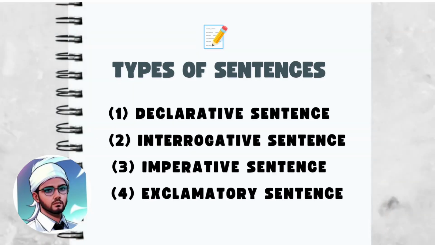Types of sentences. Number 1 is declarative sentence. Number 2, interrogative sentence. Number 3, imperative sentence. And number 4, exclamatory sentence.